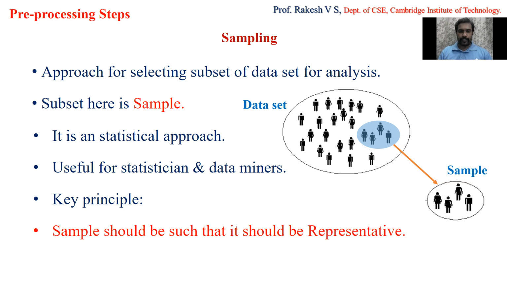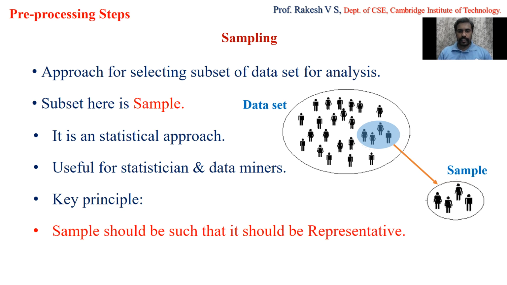The key principle with respect to any sampling technique is that the samples we find must be very representative. When I say representative, it means that the subset of the data we have considered should possess the same property as that of the entire data set.